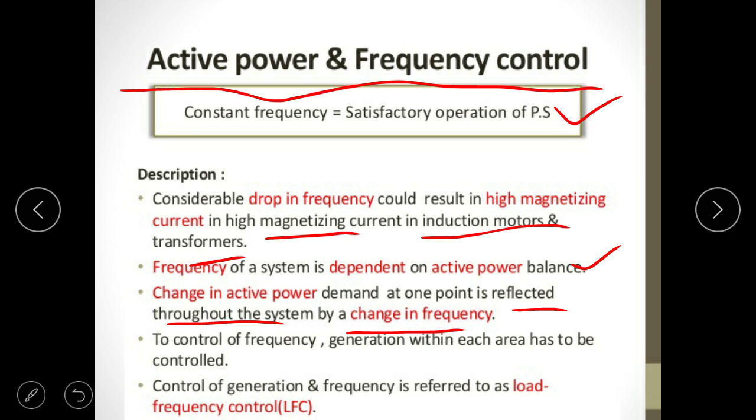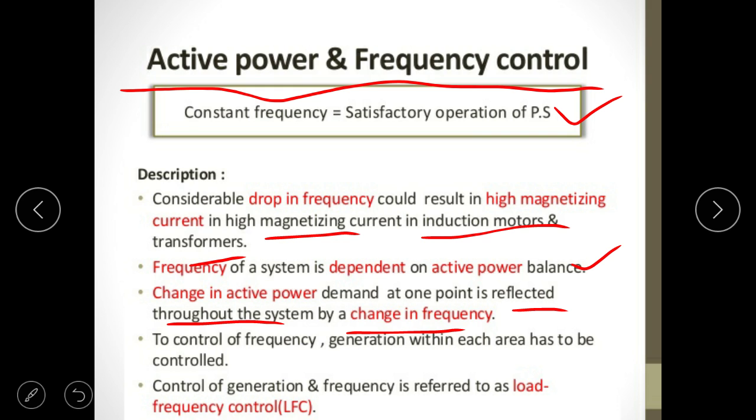It means in a power system, if there is a change in frequency at any bus, it affects the frequency of the whole system, because heavy load causes drop in frequency. When load is increased in the system, active power drawn by the load increases, due to which system frequency decreases.